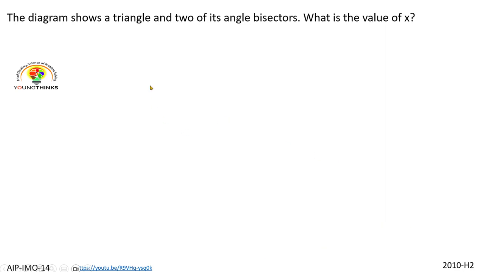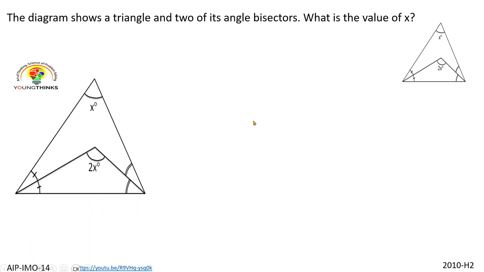The diagram shows a triangle and two of its angle bisectors. Do you know the meaning of angle bisector? This is an angle bisector, which means it divides the larger angle into two parts and both the parts are equal. You need to find the value of x here.